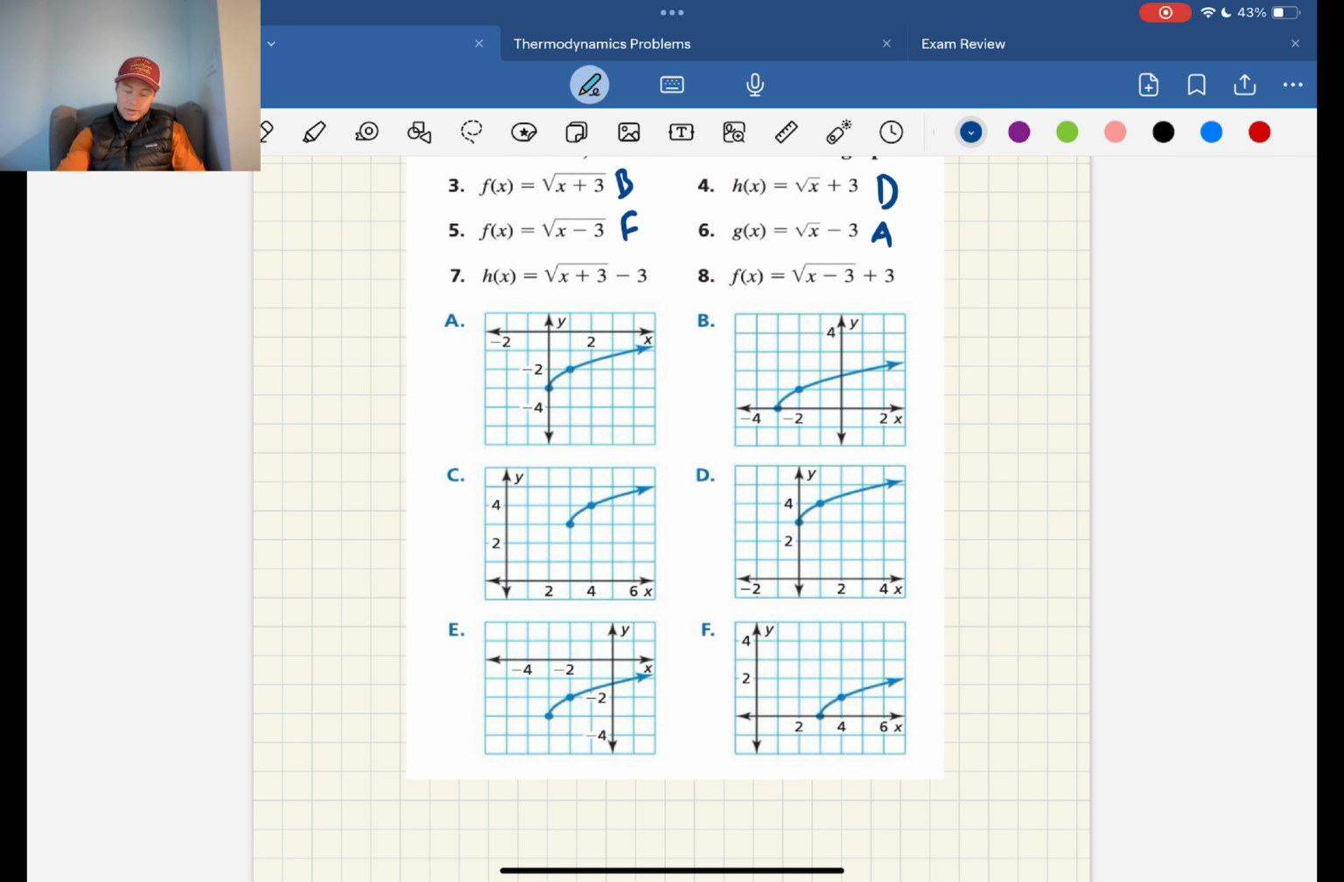All right, number 7, we're just combining all those things. So number 7, we've taken the parent function, we've shifted it left 3 units and down 3 units. So left and down would be E. And then via process of elimination, there's only one left, which is C, right? That one's right 3 units and up 3 units, which you can see is exactly what happened. All right, great.